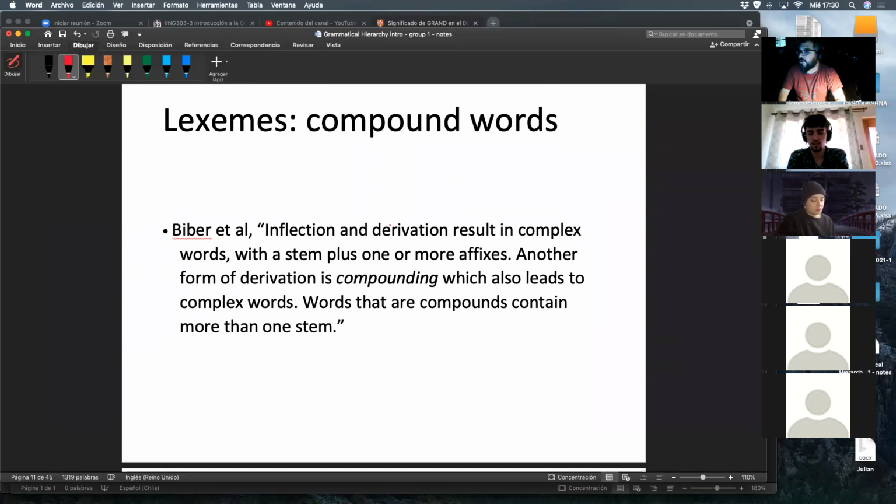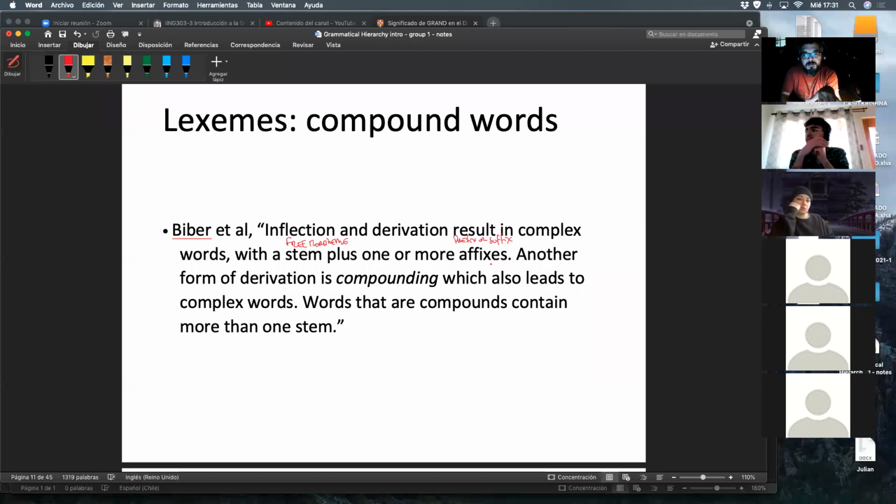Okay, compound words. Let's talk about compound words. Quedan 20 minutos. Inflection and derivation result in complex words. Sí lo sabemos, ¿cierto? Inflection and derivation, they result in complex words, ¿sí? With a stem. Okay, Weber calls it stem, we call it free morpheme, plus one or more affixes, right? When we talk about affixes, we're talking about prefixes and suffixes, right? Another form of derivation is compounding.